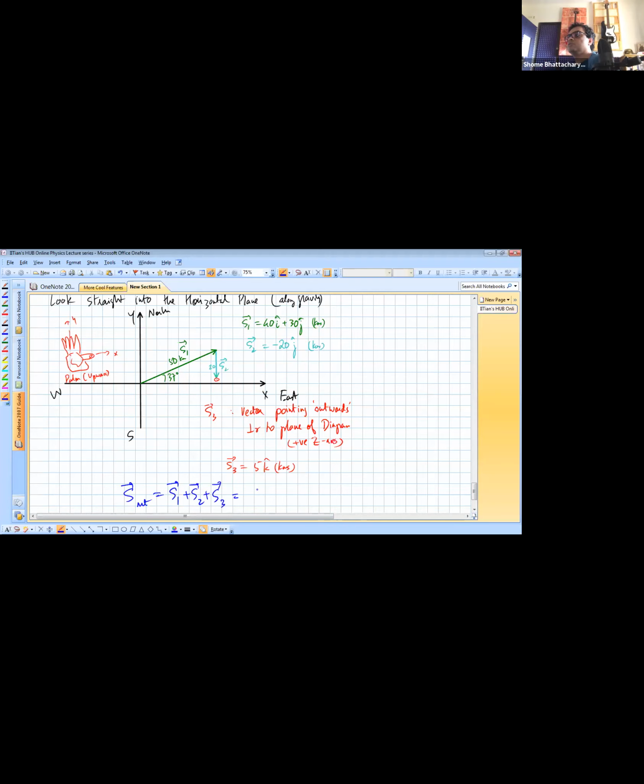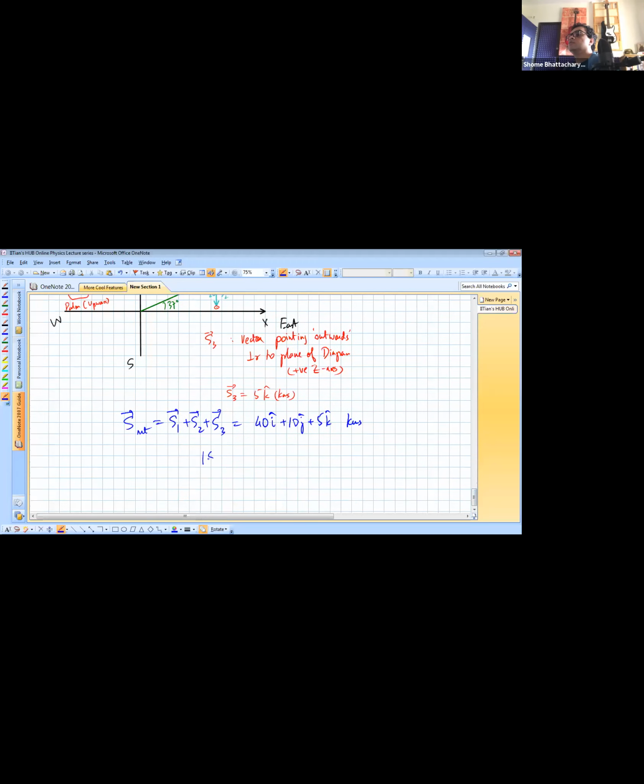So the sum of the X components you can see is 40. The sum of the Y components is 30 minus 20, so that is 10. And the Z component is only 5. So this is the net displacement in vector form, or in component form. So its magnitude will just become that strange kind of number.